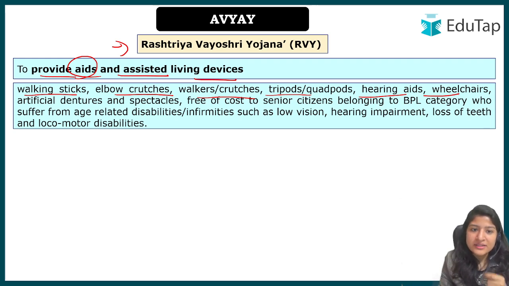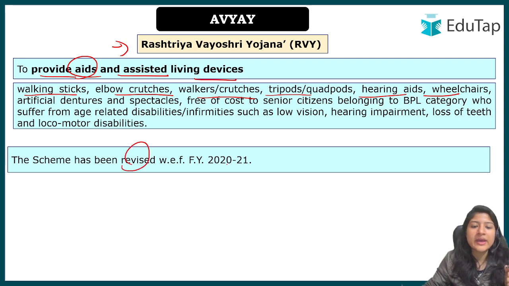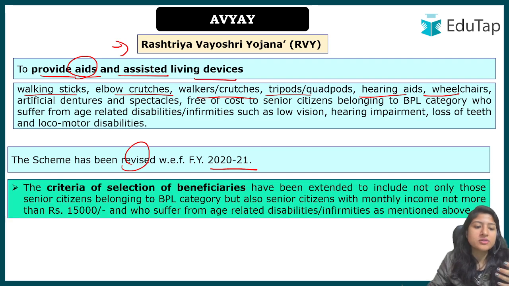Okay, and this particular scheme was revised in 2020-2021. And what was the revision done? So see, initially this was only for the BPL category, but then they decided to expand this criteria. Now along with senior citizens belonging to the BPL category, other citizens who have monthly income not more than 15,000 are included. Do mind this: if any senior citizen has a monthly income of more than 15,000, then it is expected that they can buy the devices. But on 15,000 a person would have to take care of himself and maybe the family also, so they might not feel free to buy the devices, right?